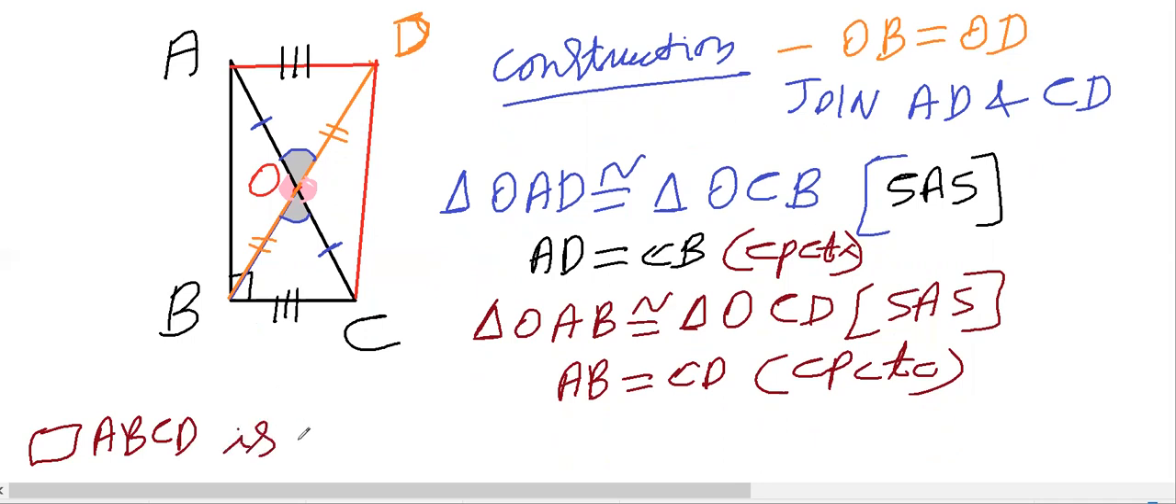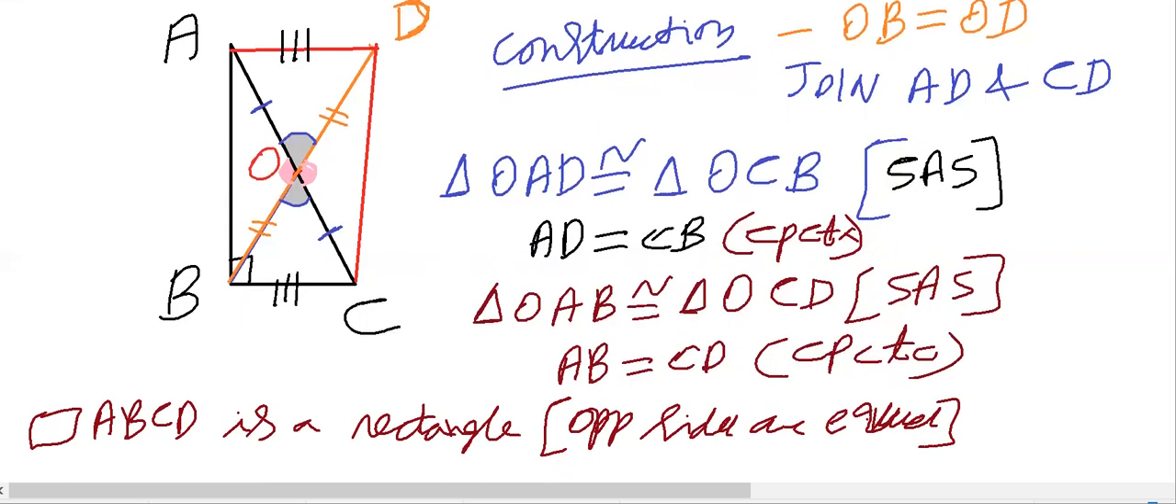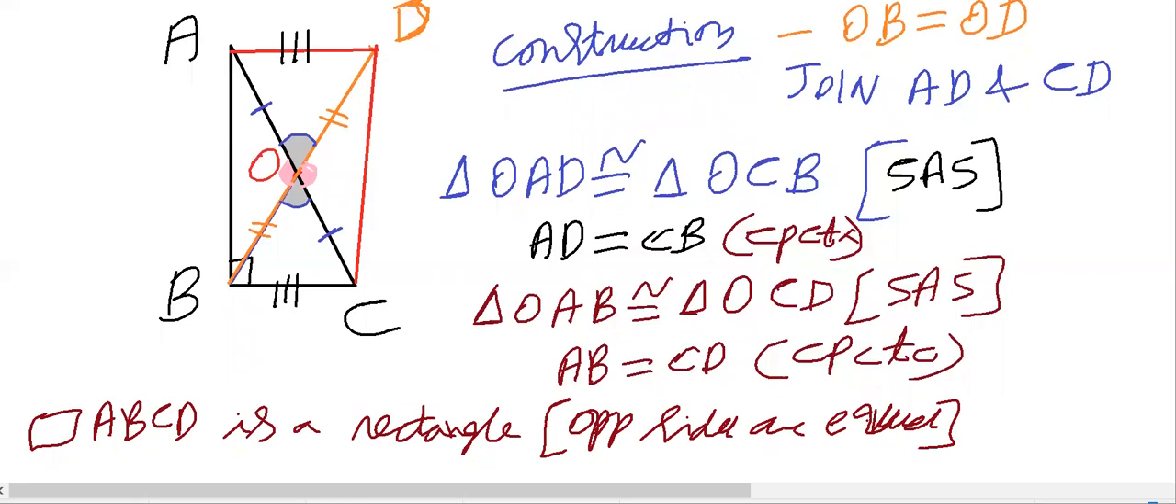ABCD is a parallelogram, or I can say it is a rectangle, not parallelogram. I will say it is a rectangle. I can say this as a rectangle. Why can I say this as a rectangle? Because opposite sides are equal. Opposite sides are equal. Based on that, I can say it is a rectangle. If you are saying that it is a parallelogram, then also it is fine, not a problem.